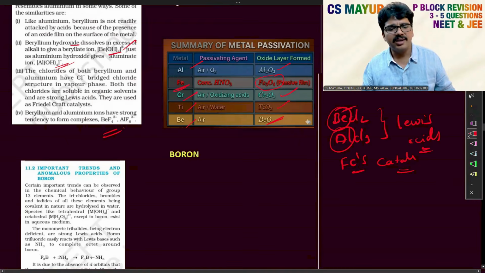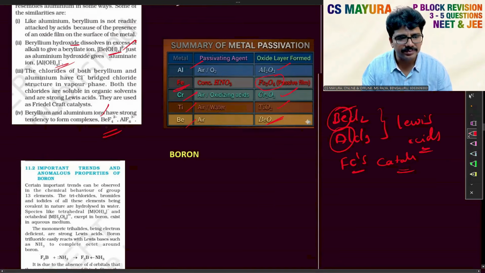Next, beryllium and aluminum ions have strong tendency to form complexes. You can see beryllium with coordination number 4, BeF4 2-, and aluminum with covalency 6, or 6 coordinate covalent bonds, AlF6 3- is formed.